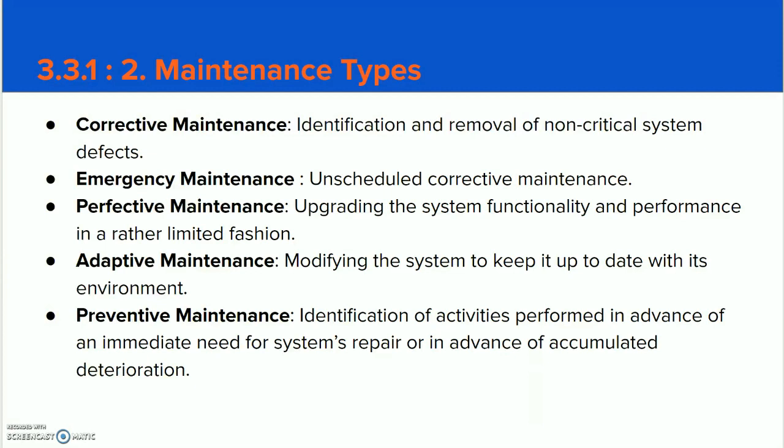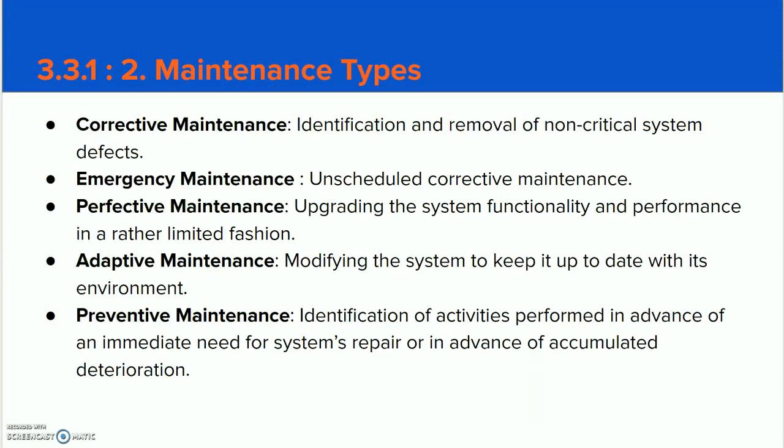Emergency maintenance is the unscheduled corrective maintenance, for example, unexpected failure on drone, broken part on collision, propeller damage. Perfective maintenance is upgrading the system functionality and performance in a rather limited fashion. This is improvement on system software, stability of software. Adaptive maintenance is modifying the system to keep it up to date with its environment. For example, the addition of new motors or a new camera.